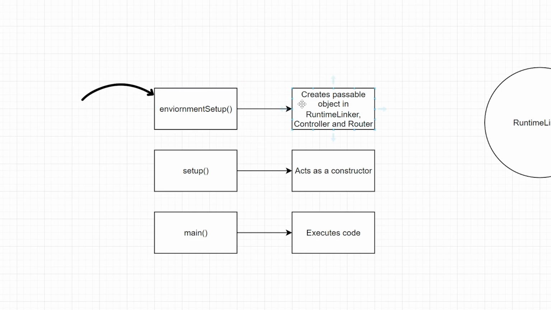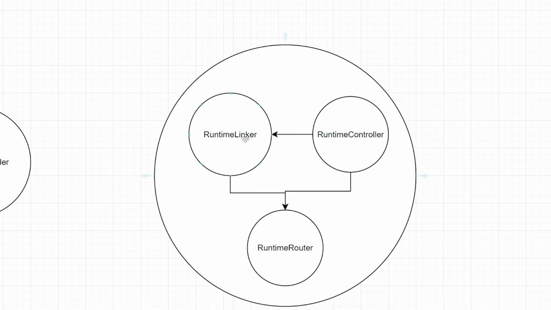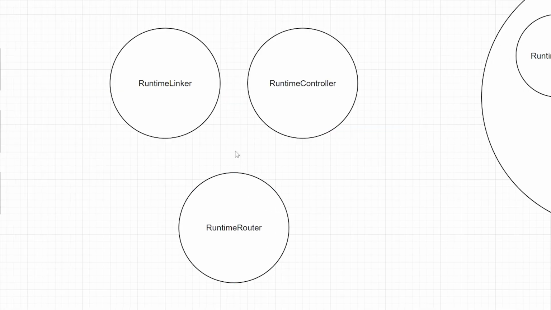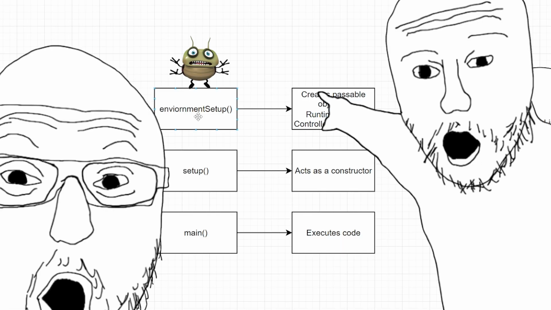The environment setup is used to create a passable object in a linker, controller and router, while setup acts as a constructor. Main is used to execute code. The final product should look like this. Linker can communicate with router, router can communicate with controller, and controller can communicate with linker. But we ended with something like this. Nothing is connected. They are all separated and can't see each other. That tells me that the bug is likely here.